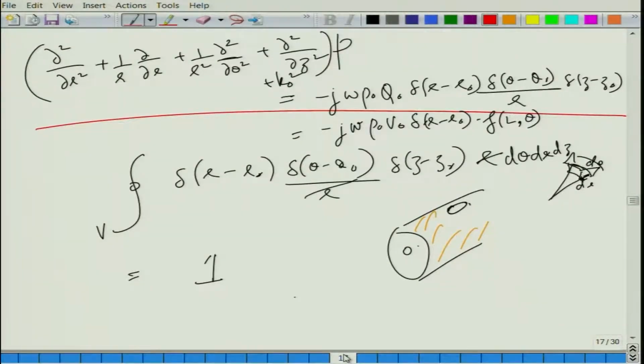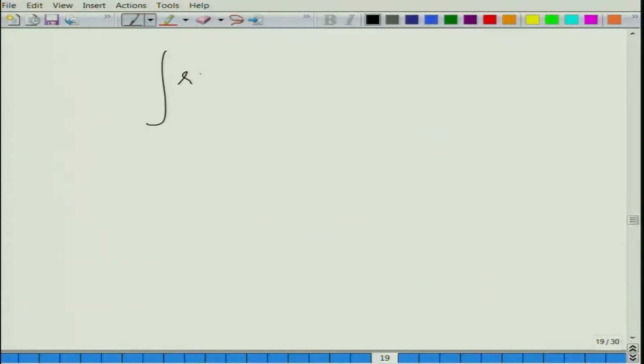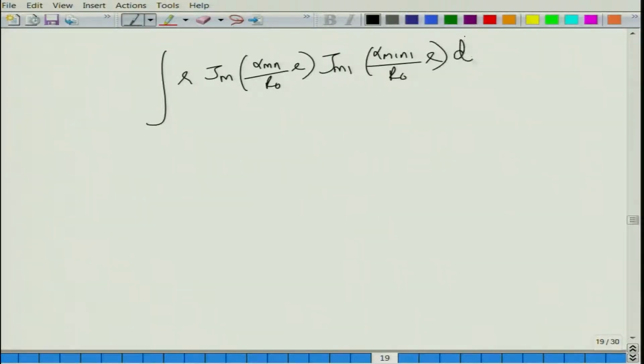So, unlike circular functions, there are certain things with Bessel functions. It is orthogonal with respect to the weighing function r. So, the integral of J_m(alpha_mn r/r0) times J_m1(alpha_m1n1 r/r0) r dr, people tend to write this here. Okay. So, once you do that, it is orthogonal with respect to r over 0 to r0.